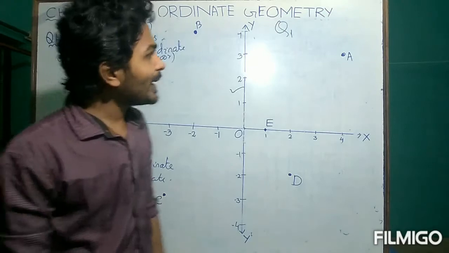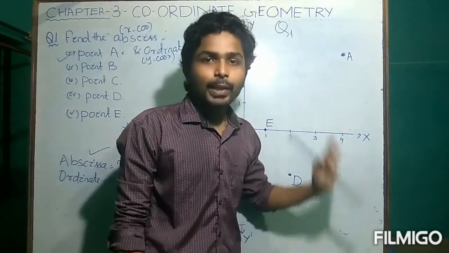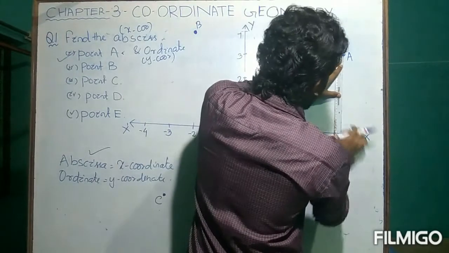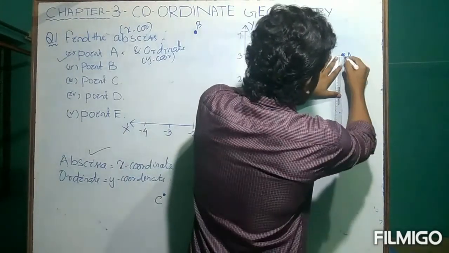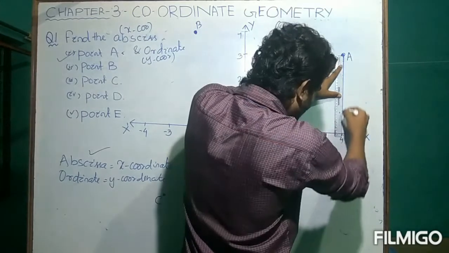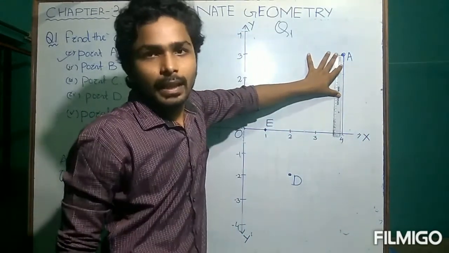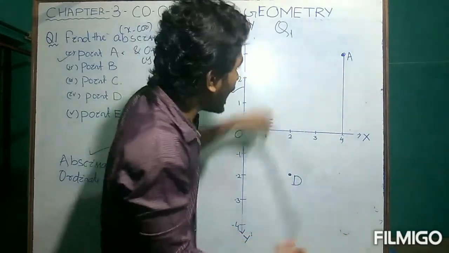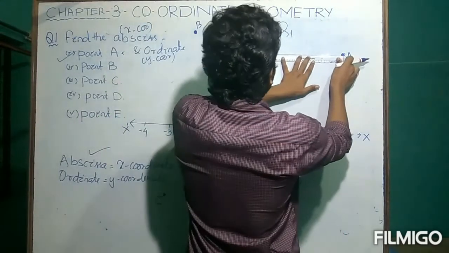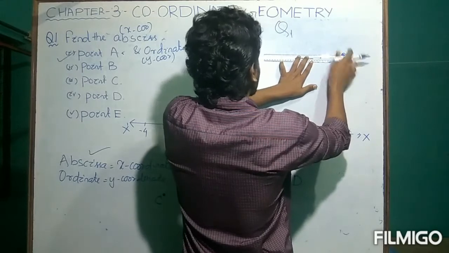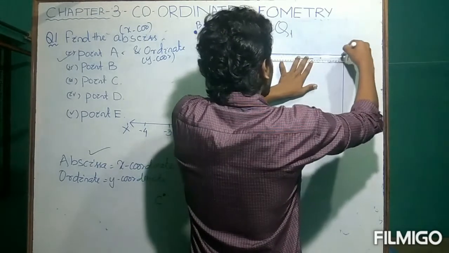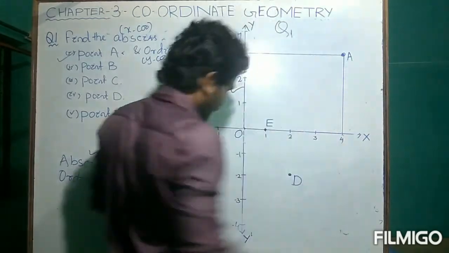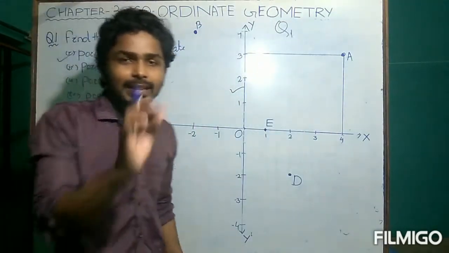Okay. So before finding out this x and y coordinate, you have to first do one thing. First, draw a perpendicular line from that point to the x-axis. Clear? You have to draw a perpendicular line from that point to the x-axis and another perpendicular line from that point to the y-axis. Okay, this is your first task. Understood?